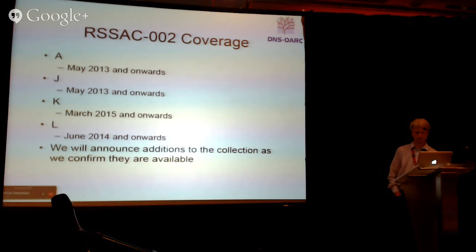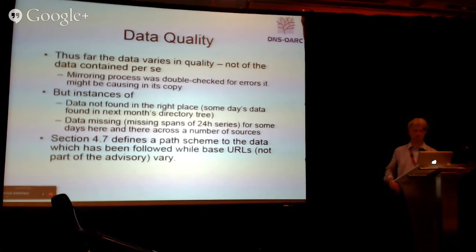So the mirror coverage is equal, we hope, as far as I've been able to determine, to what's been published so far. A and J go as far back as May 2013. K started publishing in March 2015, L in June 2014. As we get to know about more collections being published, we'll mirror those and let the members know that they're available as well.